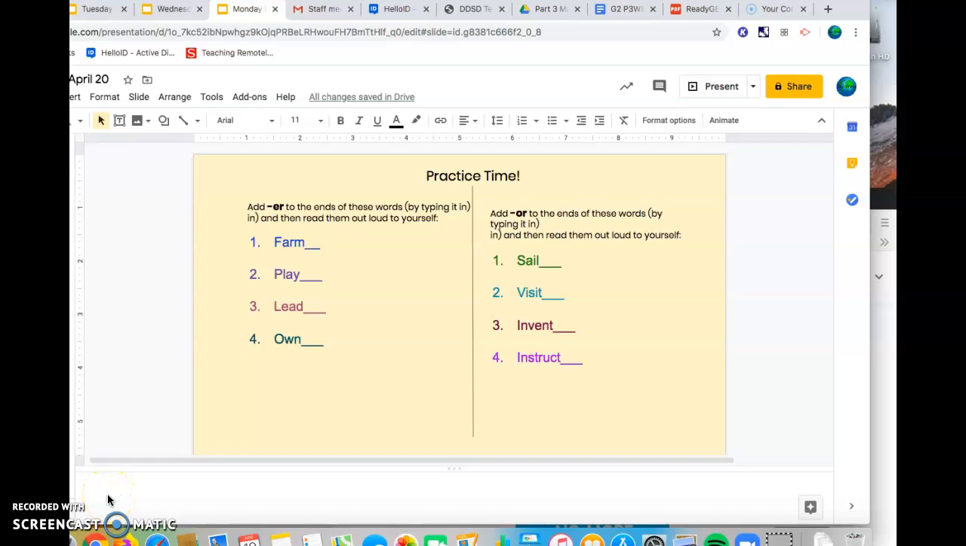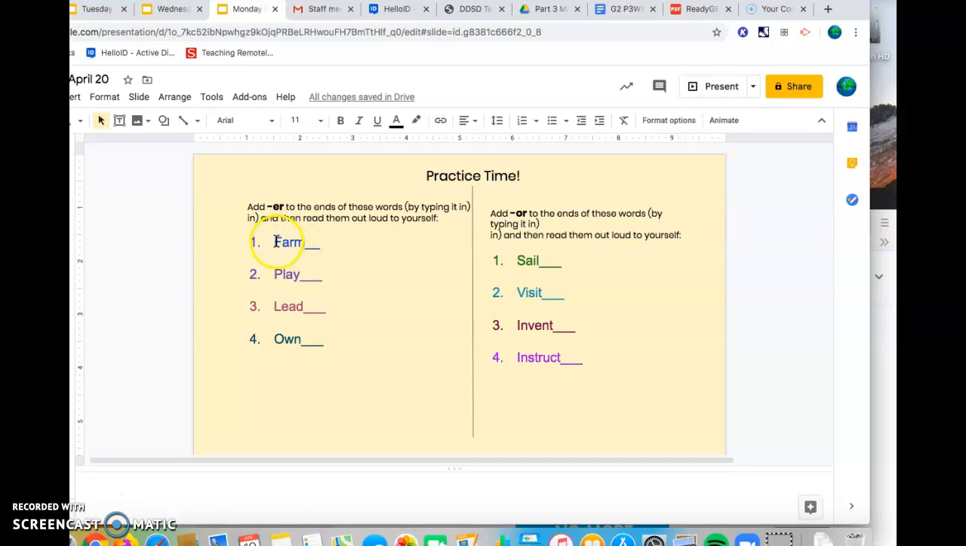Now it's time to practice these two suffixes. On this side of your slide, you are going to type in the suffix ER to the ends of these words and then read them out loud to yourself. Here are the base words.